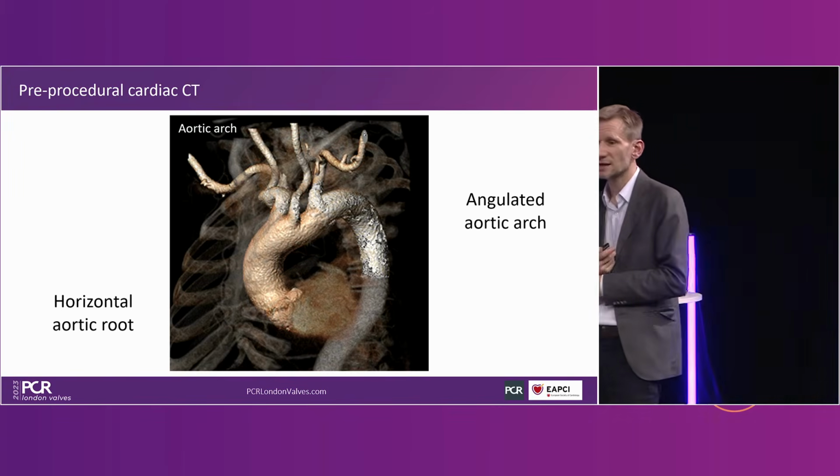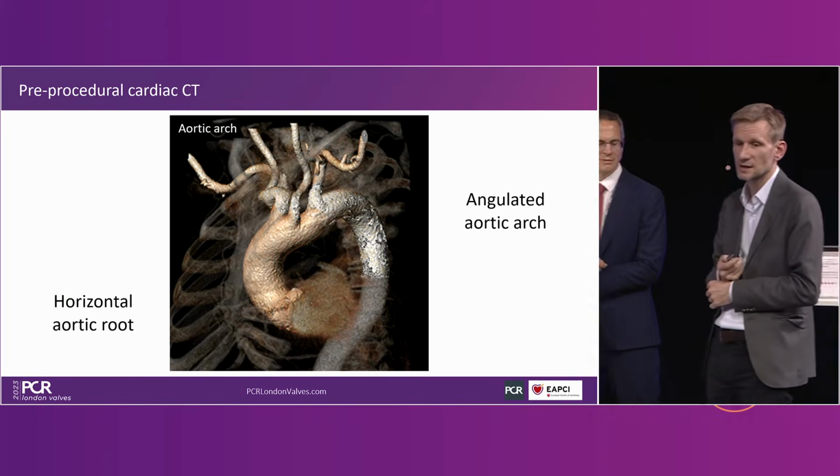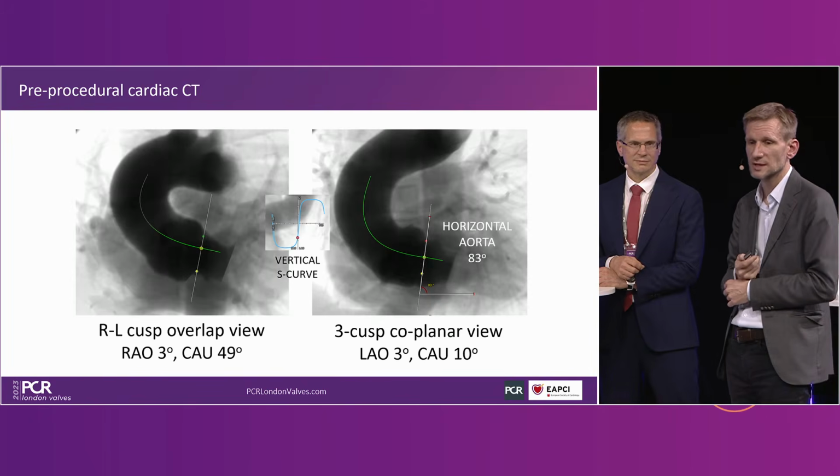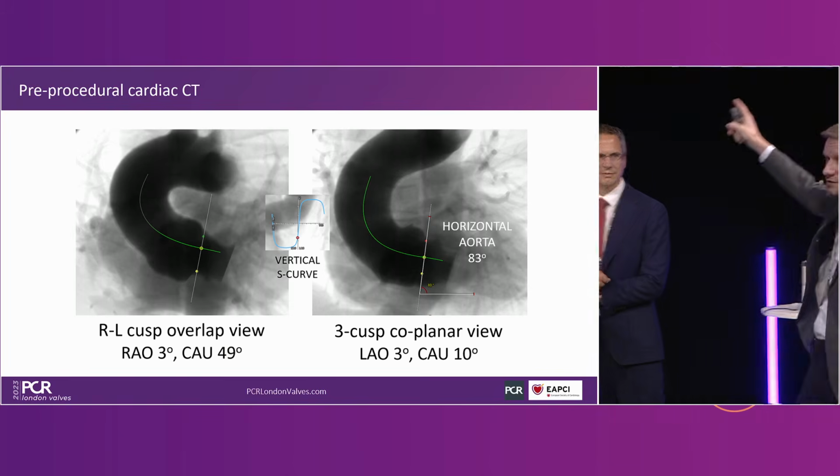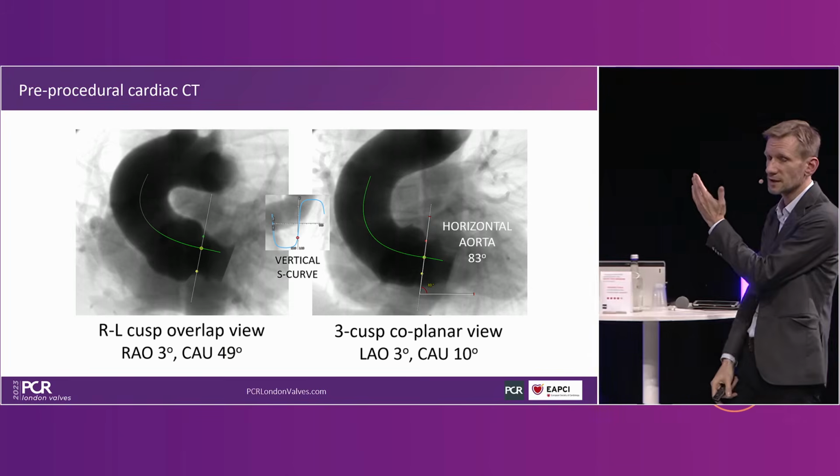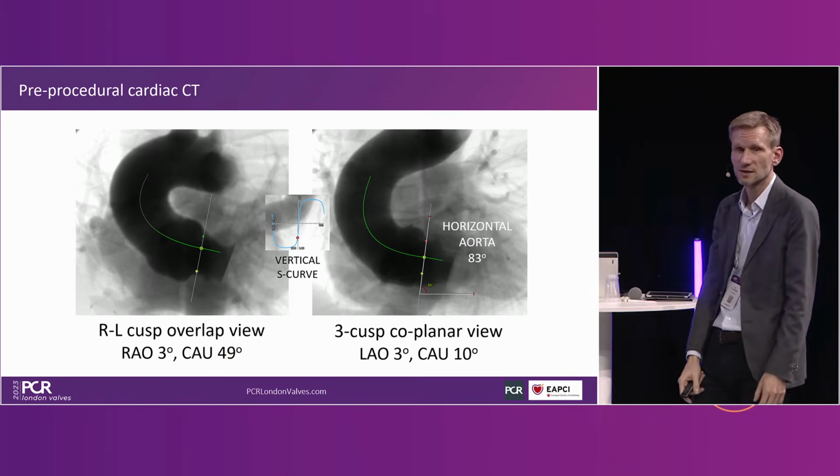You see it's an angulated aortic arch, and it's actually a really horizontal aortic root. Here you see the S-curve is extremely vertical. So we know it's a very vertical annulus, very horizontal aorta. This is not an easy case.